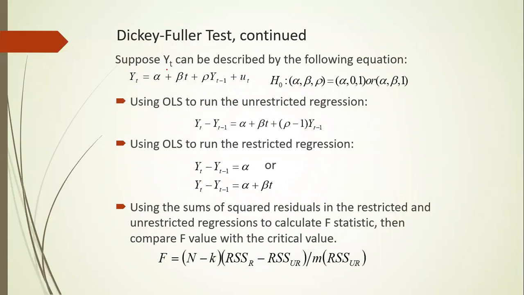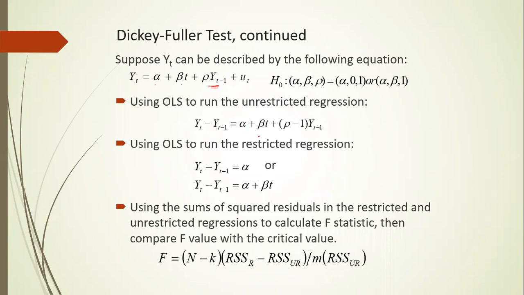in which you can do the Dickey-Fuller test. So suppose yt can be described by the following equation. You have a drift, and then you have a stochastic trend. You've got this movement based on the last period and also a random shock there. Now what's happening here is that you're basically using OLS to run an unrestricted regression.